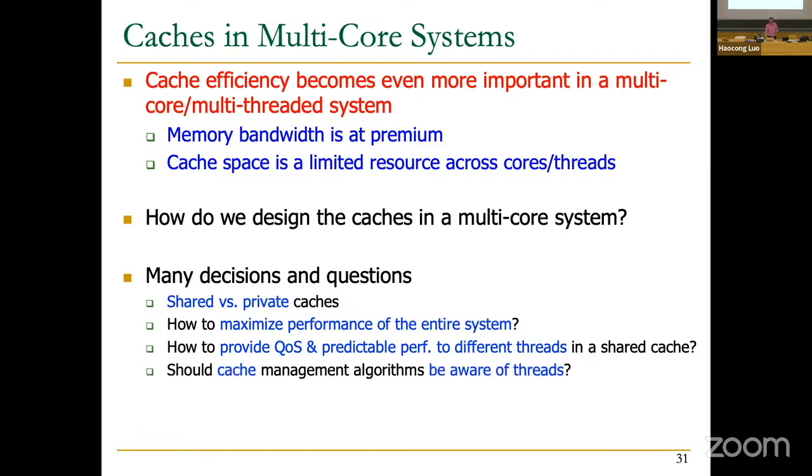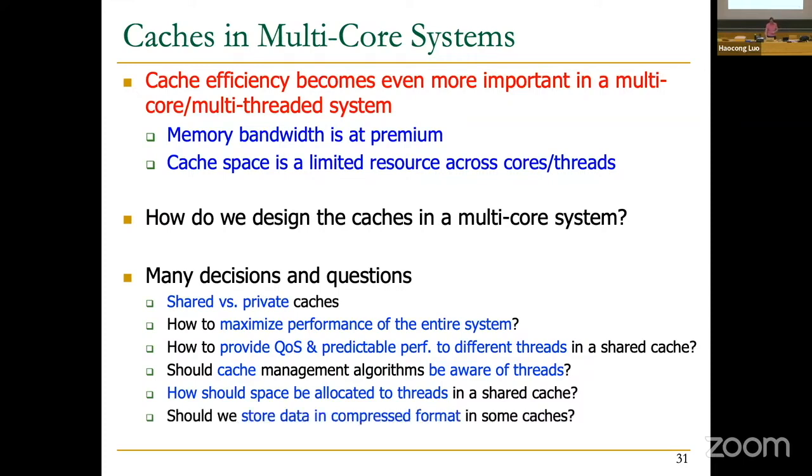Basically, there are a lot of interesting issues here. Should the cache management algorithms be aware of the different threads accessing them? We have not talked about this so far, but maybe yes. And how should space be allocated to threads in a shared cache, assuming that you actually want to do this space allocation across different threads?